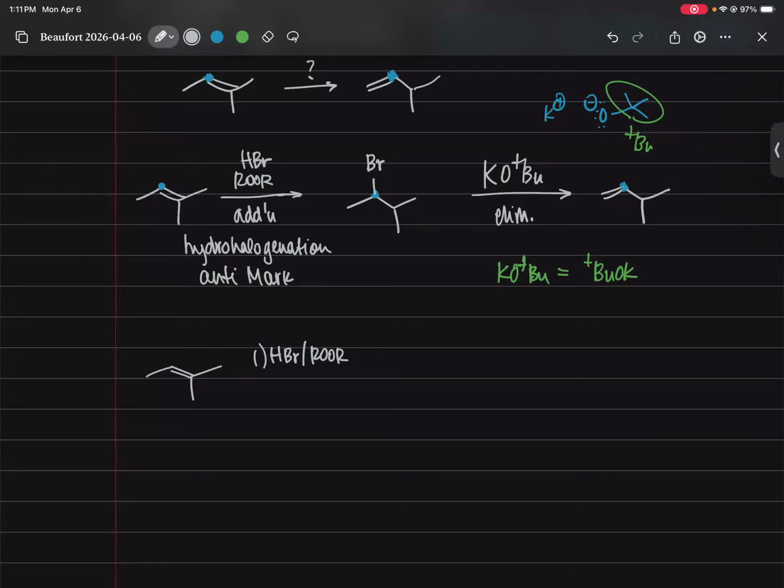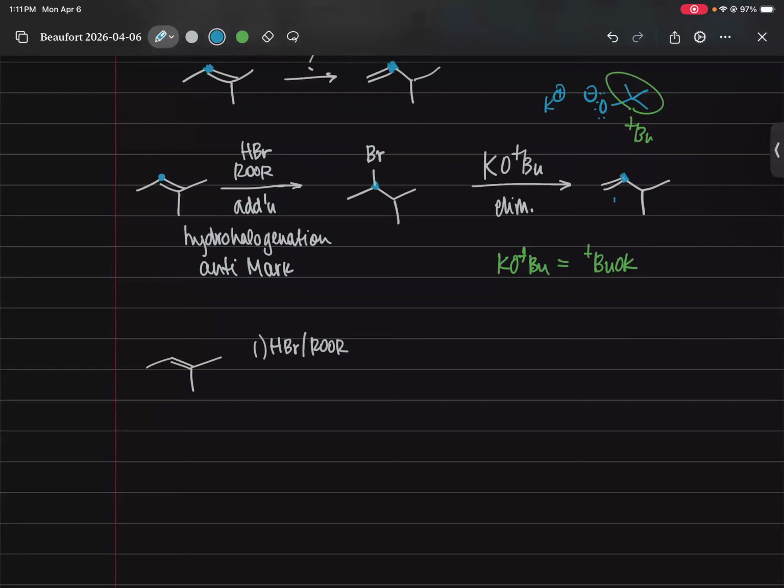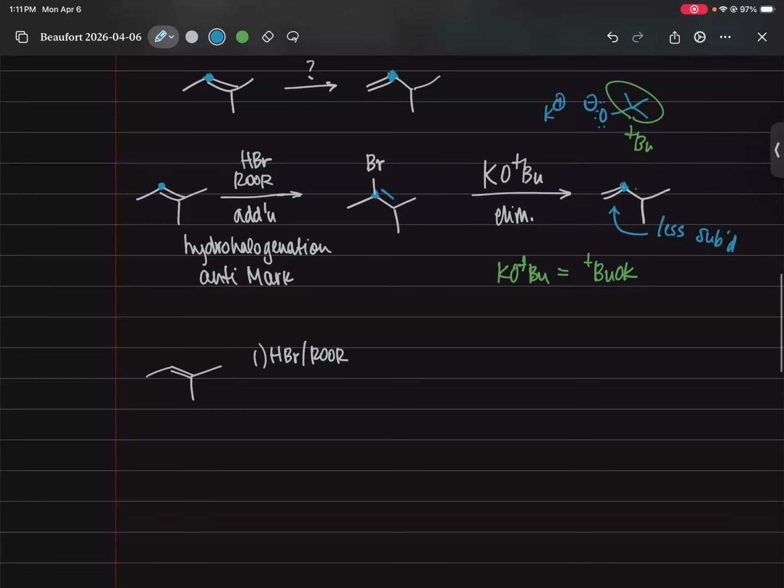Because we want the less substituted alkene. Usually if we do an elimination reaction with sodium hydroxide or sodium methoxide, that's going to eliminate to make the more substituted alkene, which would be there. So we've got two protons that can be deprotonated in that case, those two. The bulky base, potassium tert-butoxide, will selectively deprotonate this less sterically hindered proton.